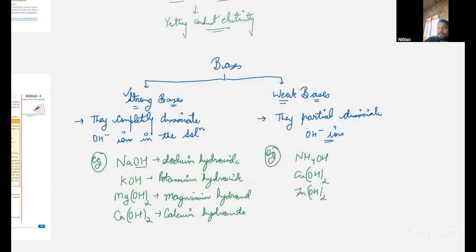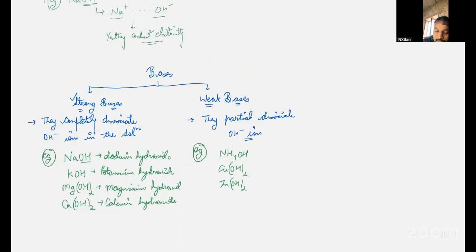Why? This will be the answer. Na has a valency 1 and OH has a valency 1. Cross multiply: NaOH. Yes or no? But if I talk about CaOH, Ca has a valency 2, OH has a valency 1. Cross multiply it, it will become Ca(OH)2. That's why I make the 2. Everyone got it?